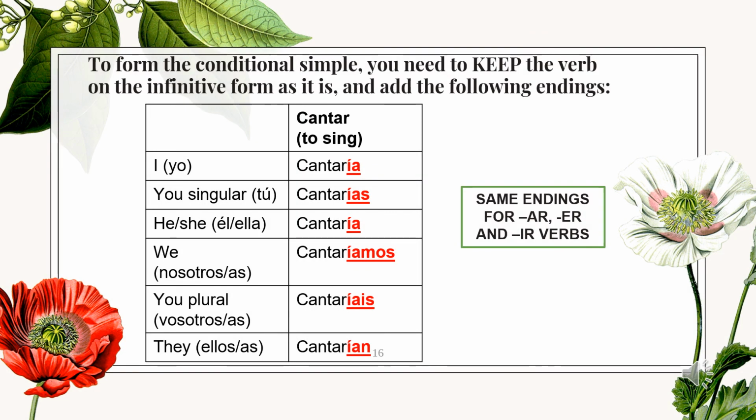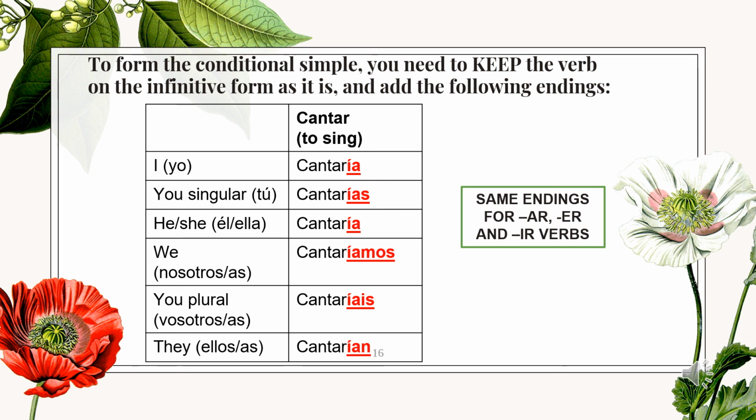Finally, to form the conditional simple, you need to keep the verb on the infinitive form as it is and add the following endings. We're going to use cantar, but the same endings apply for AR, ER, and IR verbs. I would sing, cantaría. You singular would sing, cantarías. He or she would sing, cantaría. We would sing, cantaríamos. You plural would sing, cantaríais. They would sing, cantarían.